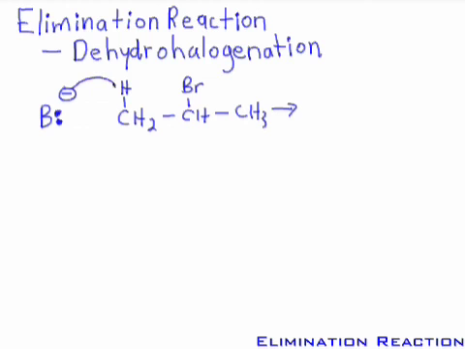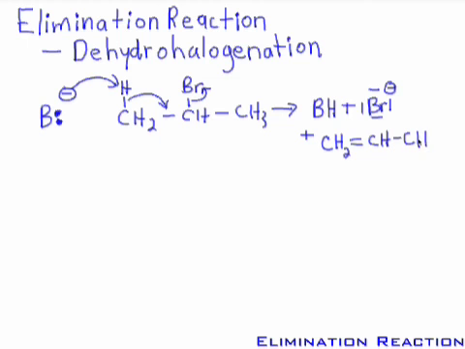The base attacks the hydrogen, grabs a proton. Two electrons from the carbon-hydrogen bond move towards the other carbon to build the pi bond. And the two electrons from the bromine bond move out to bromine. You end up with the BH molecule plus a bromide anion, and lastly, we end up with our multiply bonded molecule, which is now an alkene.